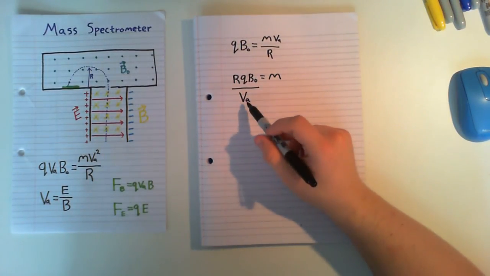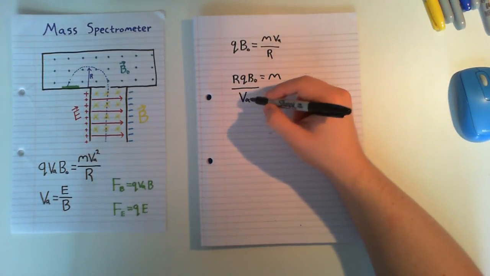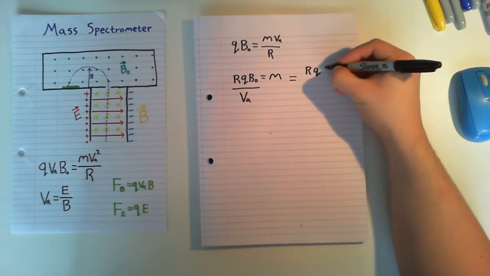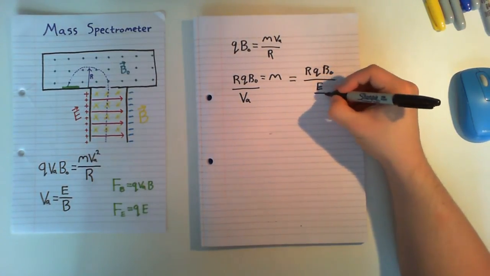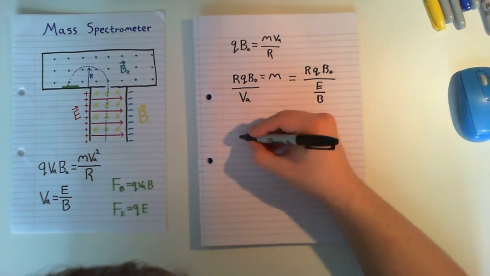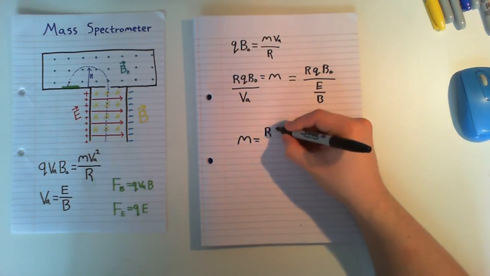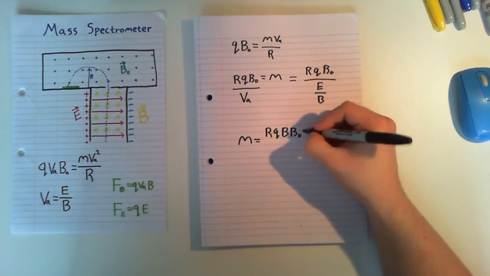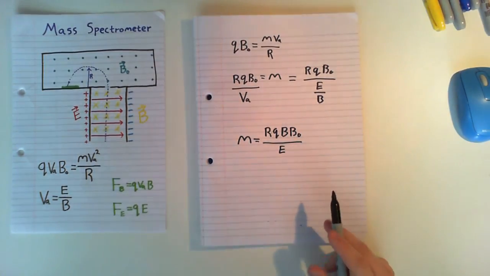And then we're going to sub in our value for VA, where our VA equals E over B. So our B is going to then go to the top, because what we actually have then is R, Q, B naught over E over B. So our B goes back up to the top. So we have our M is equal to R, Q, B, B naught, all over E. And notice that we know everything here.